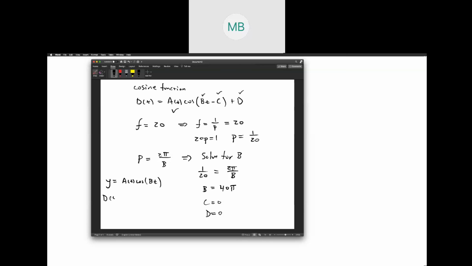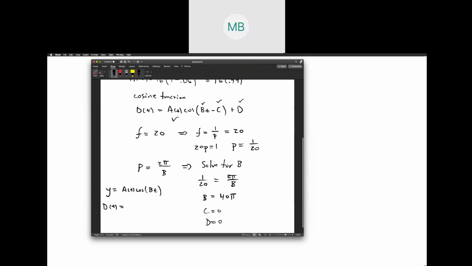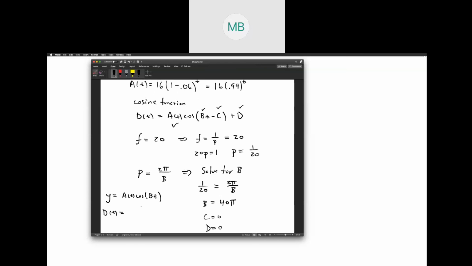So d of t, that's what we're looking for, is going to be a of t, which we found to be 16 times 0.94 to the t, cosine of b t, where b is 40 pi.